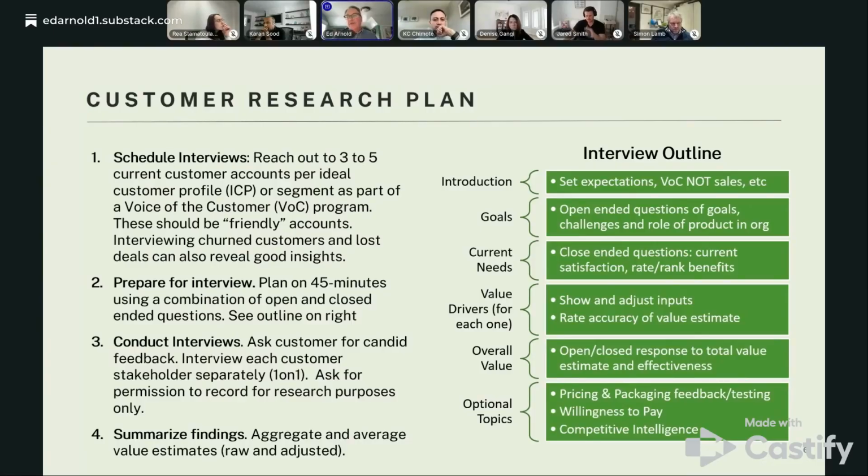Then when you get that set, you do need to create what I would call an interview outline or instrument. Again, coming from my market research background early in my career, it's a structured discussion, 45 minutes usually, and it's not a survey, a Gallup poll or anything like that.